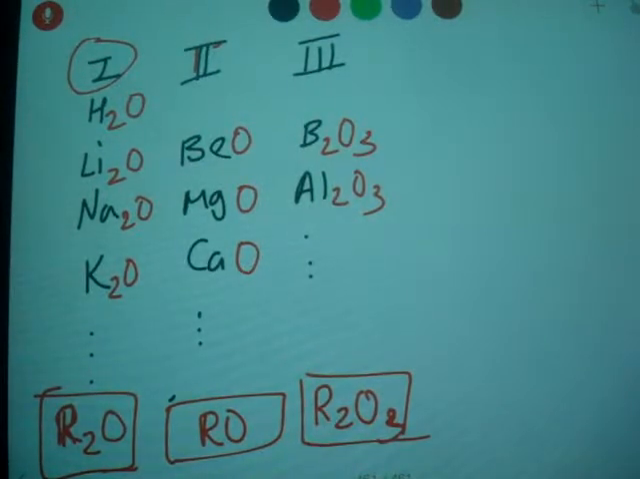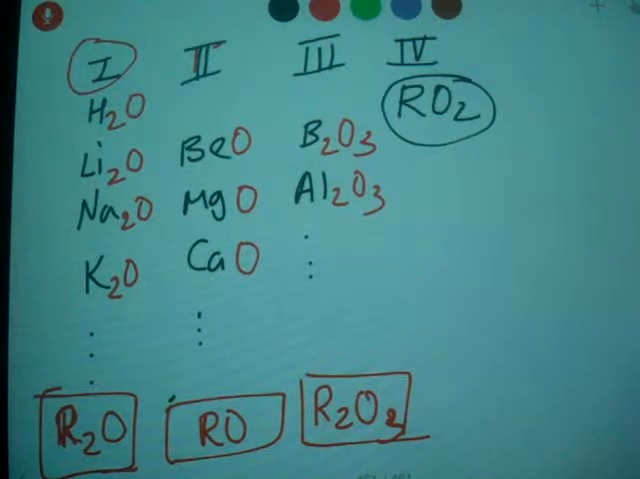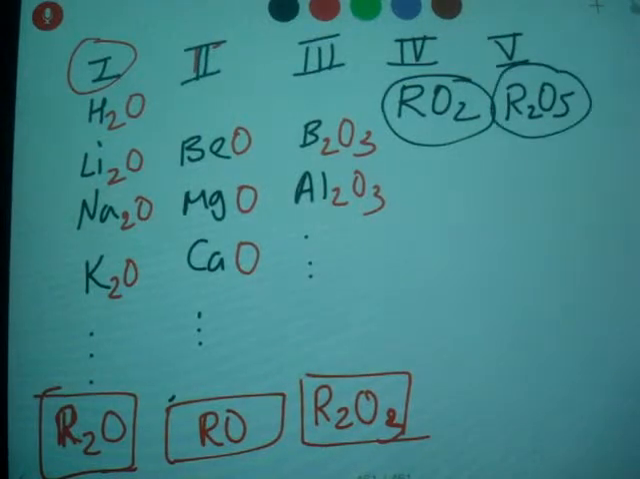Group 4, RO2 general formula. Group 5, he made R2O5. And group 6, he made RO3. So like that he developed this periodic table. So the R just means any element, any elements in that particular group.